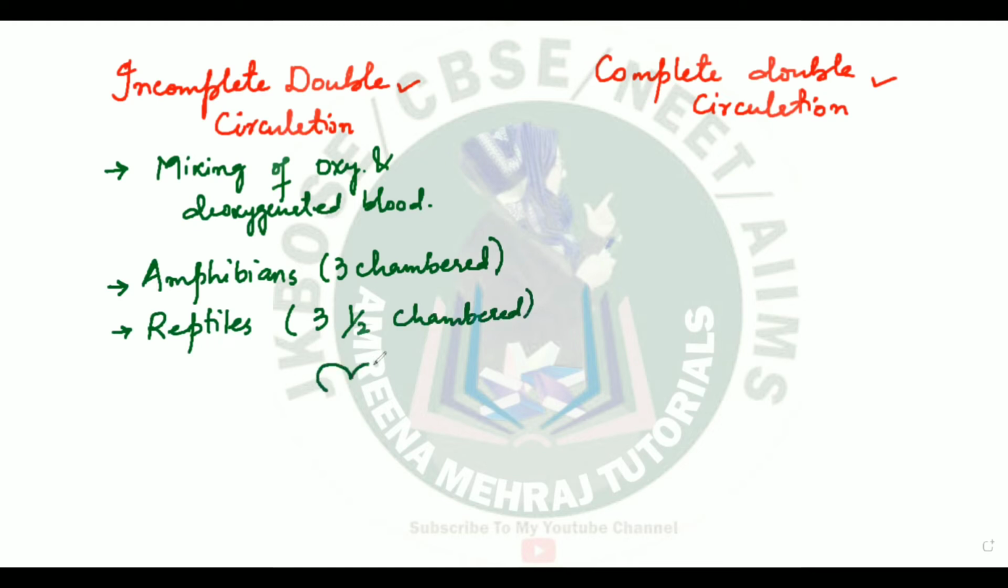So you will have two auricles, but the ventricles won't be two. There will be an incomplete wall between the ventricles. What I'm trying to make you understand is that there'll be a right auricle and a left auricle. But in amphibians, there's just one ventricle. In reptiles, there's a half situation. You have 3.5 chambers because there is an incomplete septum.